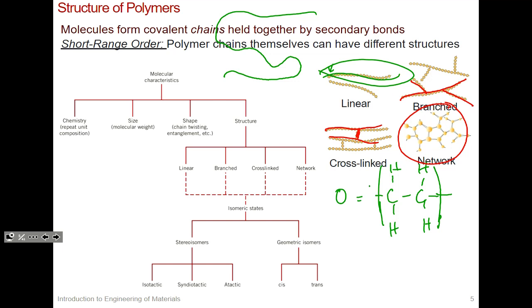So you can imagine that linear chains we can pack more readily. Networked, we can't so much because it's quite bulky, the sterics. If you remember from OChem, it's quite steric. It's flopping around. So it has different dimensions. Yes, question in the back.